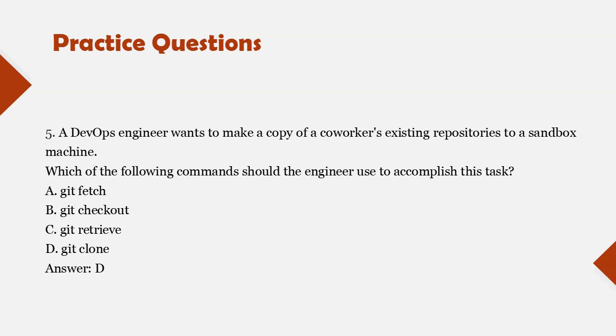5. A DevOps engineer wants to make a copy of a coworker's existing repositories to a sandbox machine. Which of the following commands should the engineer use to accomplish this task? A. git fetch. B. git checkout. C. git retrieve. D. git clone. Answer D.